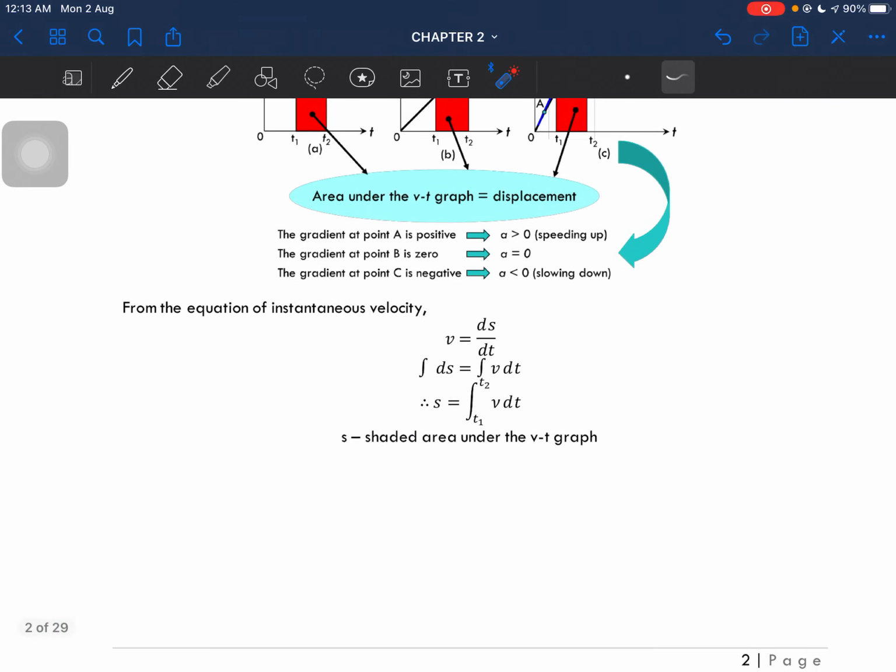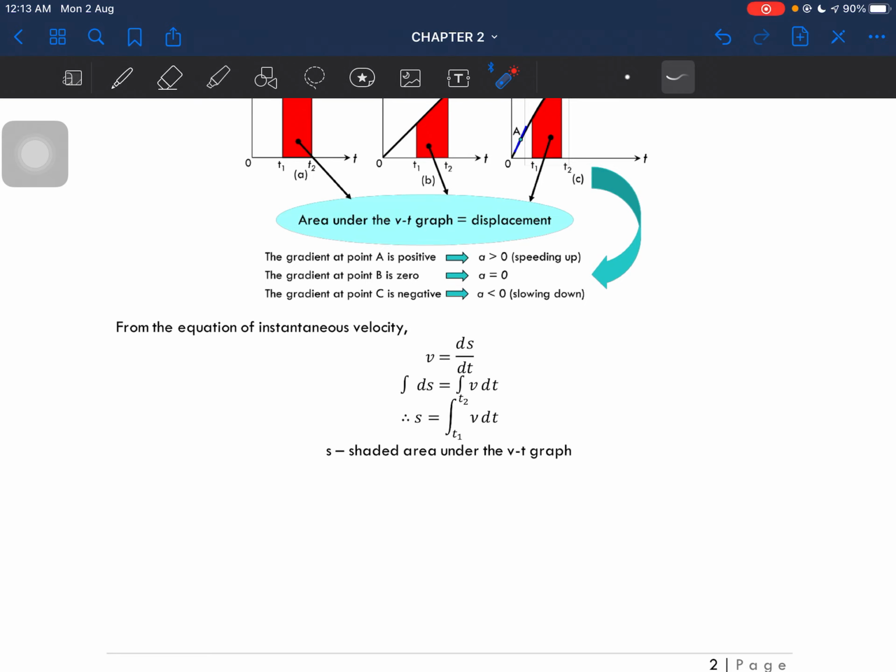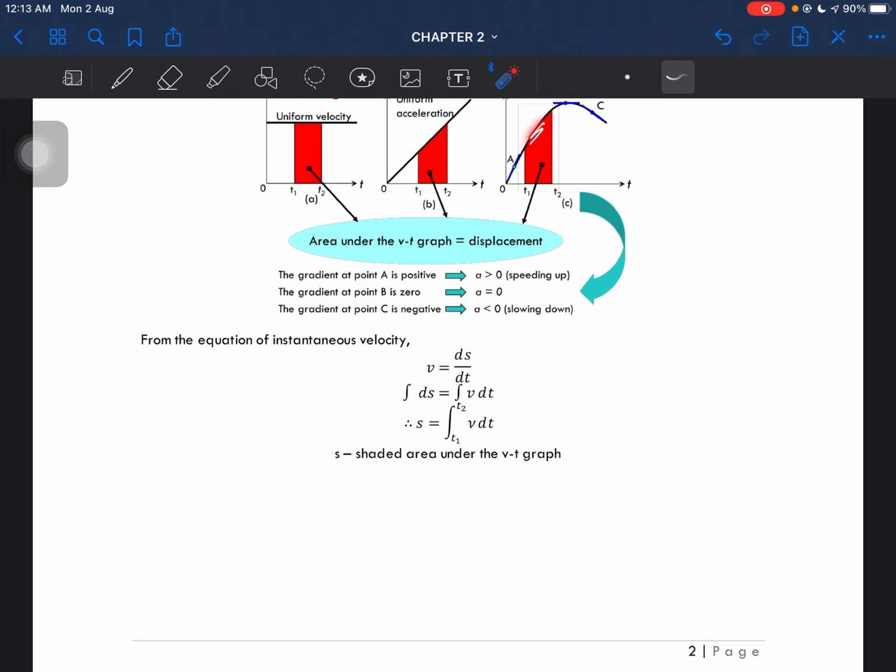Okay, so what does the shaded area tell us? So the shaded area at this point is actually telling us the displacement. So how do we get that? It is by integrating over a time interval. Okay, so T1 and T2 here, we can then integrate in terms of time. We will then get the displacement.